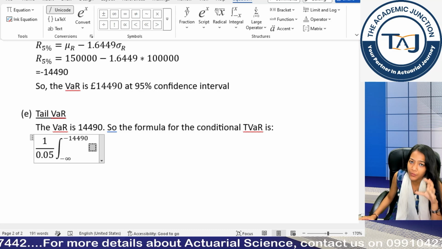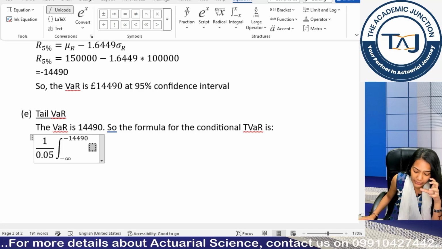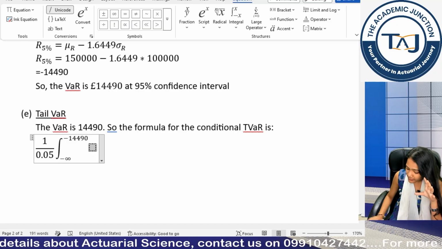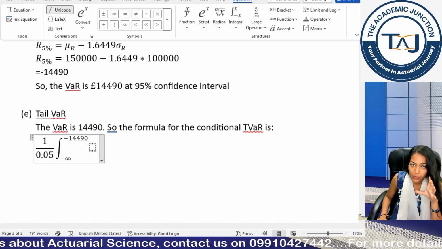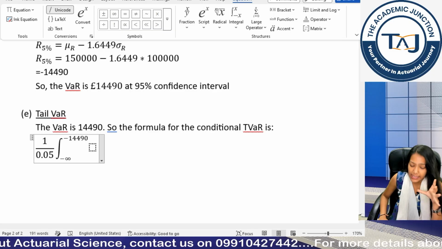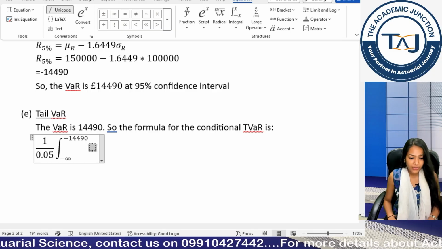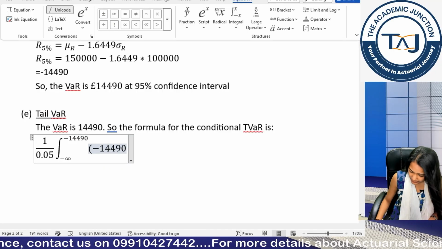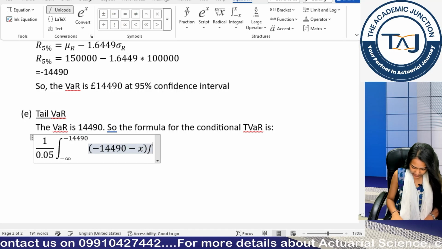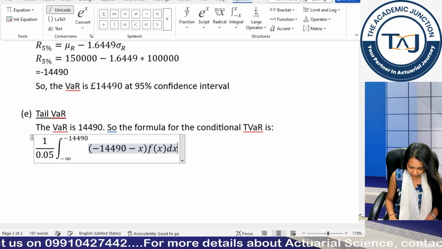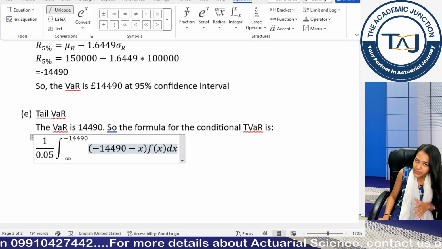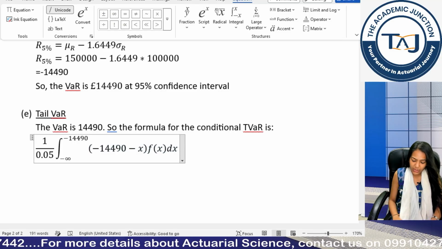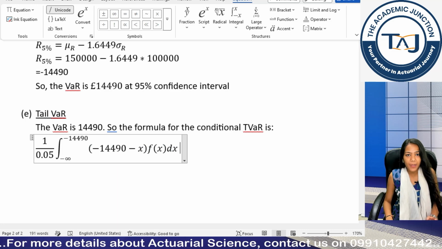So if you want to work under the integral, use this direction of gray sign, otherwise if you want to escape it, make sure you are using the forward arrow key to move out of this gray sign, okay. So let me write in this gray sign 14490 minus x, and this is fx, and we have dx. Now I want to move out of this integral, because मुझे integral में इतना ही लिखना था, so that's why I use this forward arrow key. Now you can see the grayish background disappears.